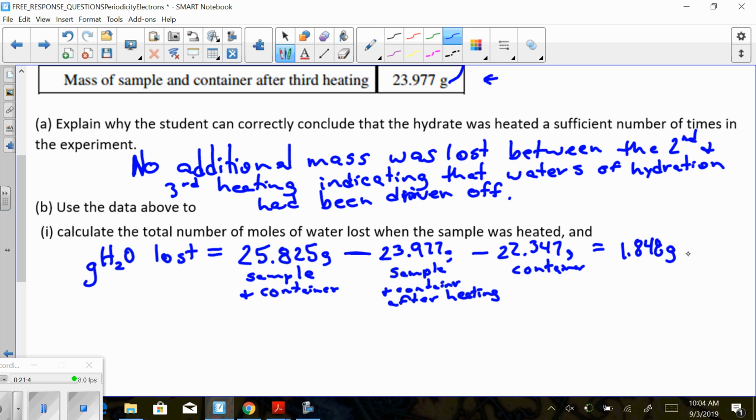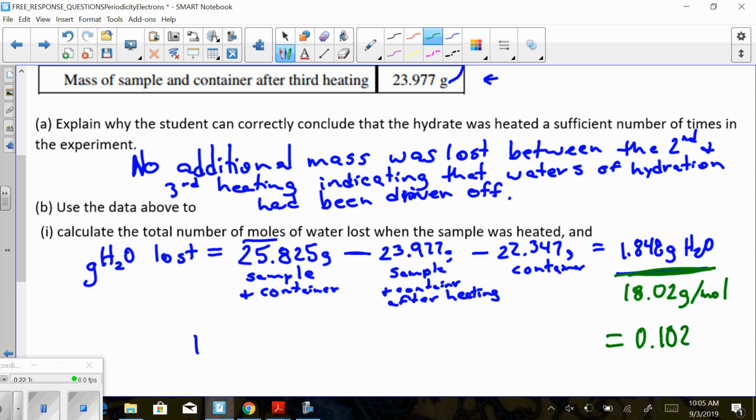And we don't want to know the mass of water. We want to know the moles. So our next step is to take that answer, and I'm just going to do that right here in green. If we divide this answer by the molar mass of water, 18.02 grams per mole, we get a number of moles of water of 0.1026 moles.